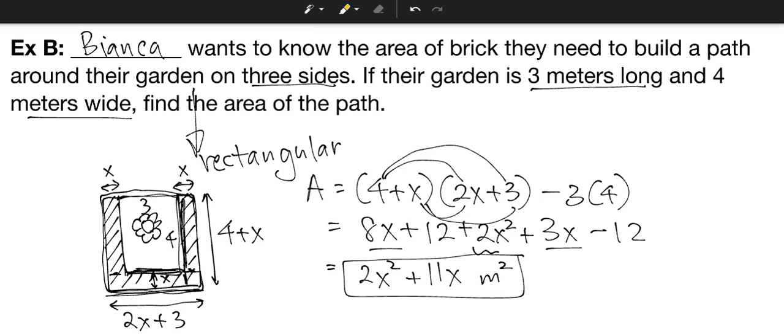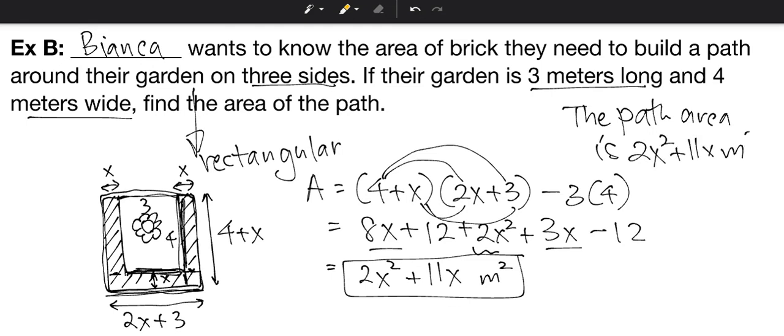Boom. This is a word problem, so I'll write a word solution. The path area is 2x squared plus 11x meters squared. Bam. There you go, Bianca.